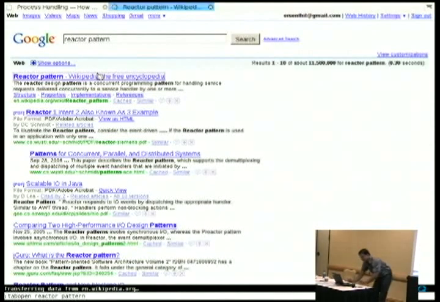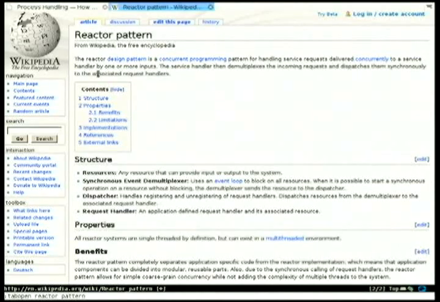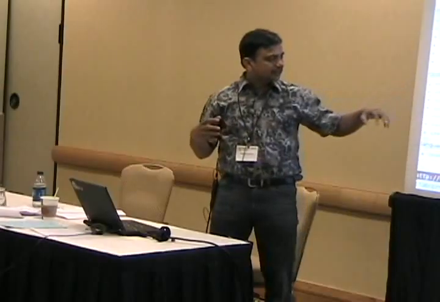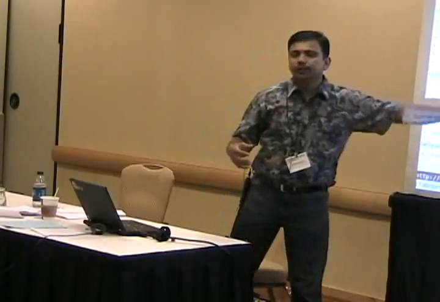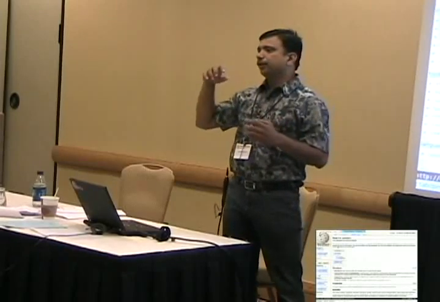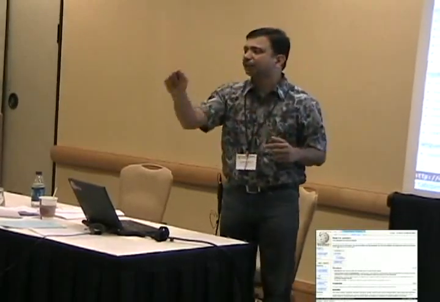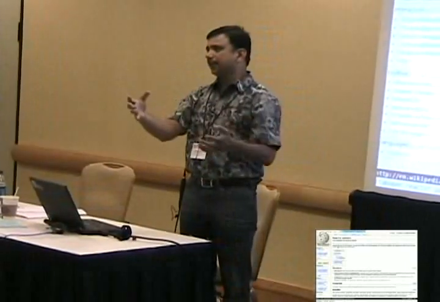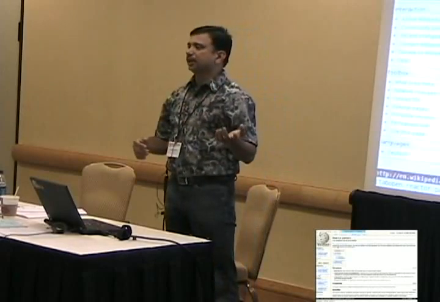If you look up the reactor pattern on Wikipedia, it says it's a design pattern for concurrent programming for handling service requests delivered concurrently, which is really a request handler. Your GUIs are designed using this reactor pattern, where you don't constantly look for whether something has been clicked. You dispatch something, and then when a particular request comes, you call the function again. That's what Twisted is working on.